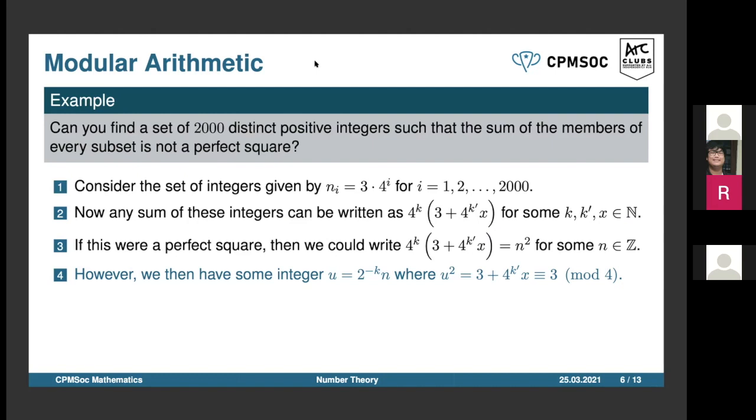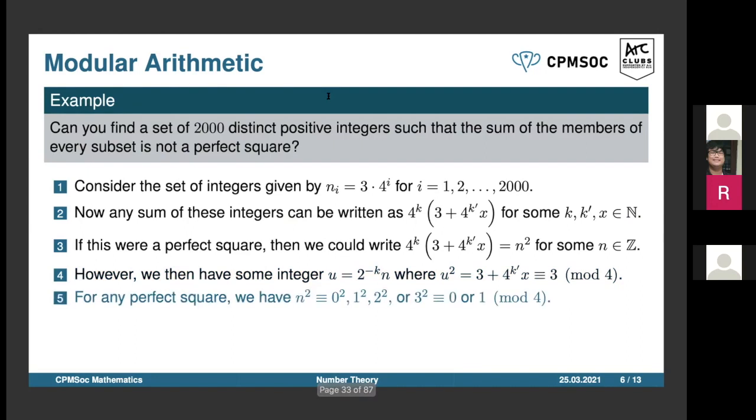And this must be a perfect square because n has enough factors so that when you square the whole thing and cancel out all of them, you still get an integer. The 3 plus 4 to the k prime x is an integer, right? So it must be a perfect square, but that's 3 mod 4, right? So this is where we use a contradiction as part of our proof here. We're assuming it might be a perfect square, but then it would have 3 mod 4 as its remainder, which is impossible. Like earlier, we said 0, 1, can't be 3. So for any perfect square, n squared is 0 squared, 1 squared, 2 squared, or 3 squared, right?